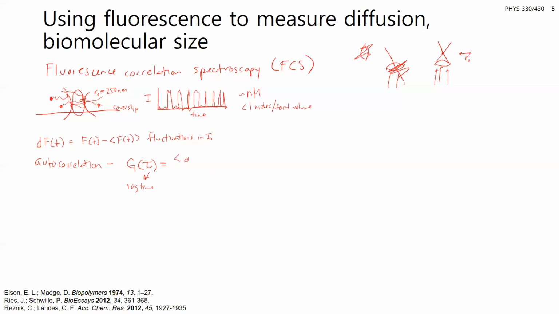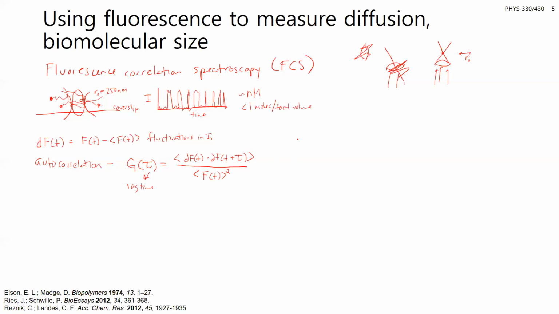And we will take a fluctuation in intensity at a given time t and multiply that by the same fluctuation intensity shifted by that lag time tau. We take the average of that over all of the time lags here, and then we're going to divide that by our average intensity over the entire trajectory here. So this term in the denominator normalizes your autocorrelation curve. The term in the top is your autocorrelation.